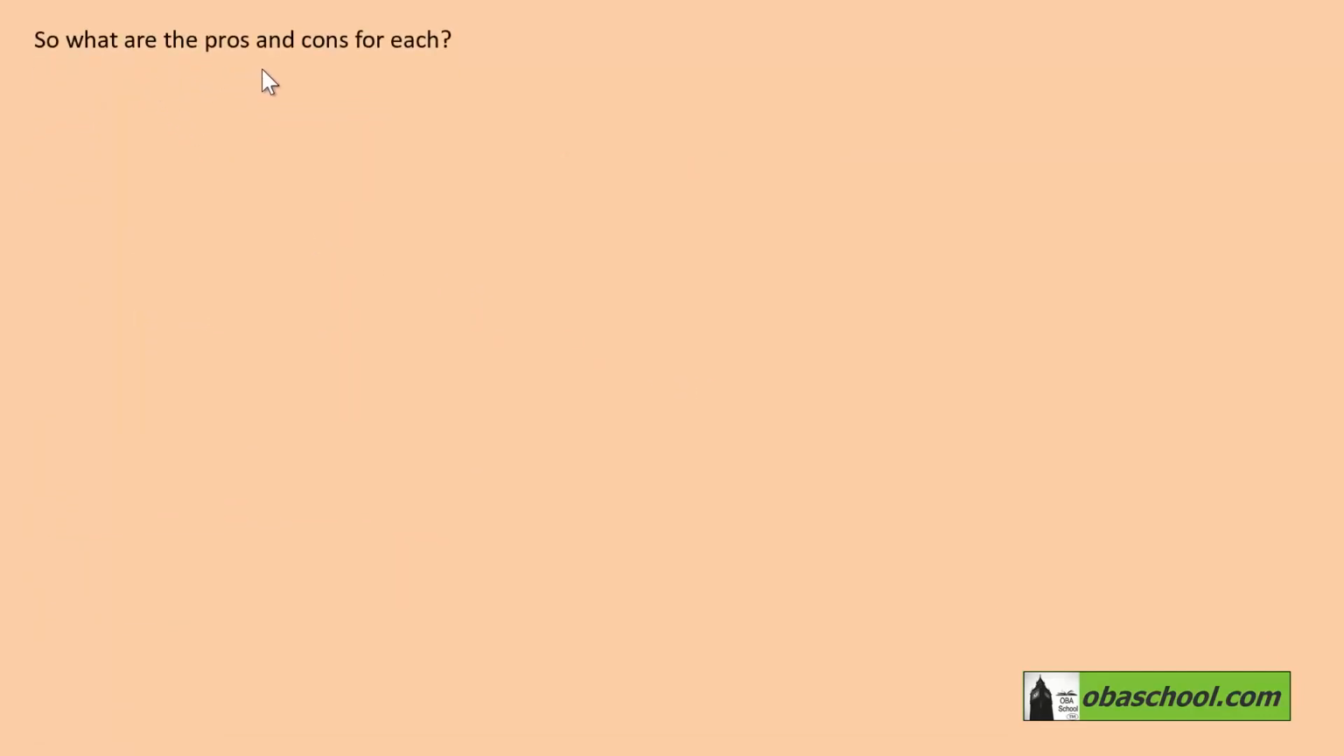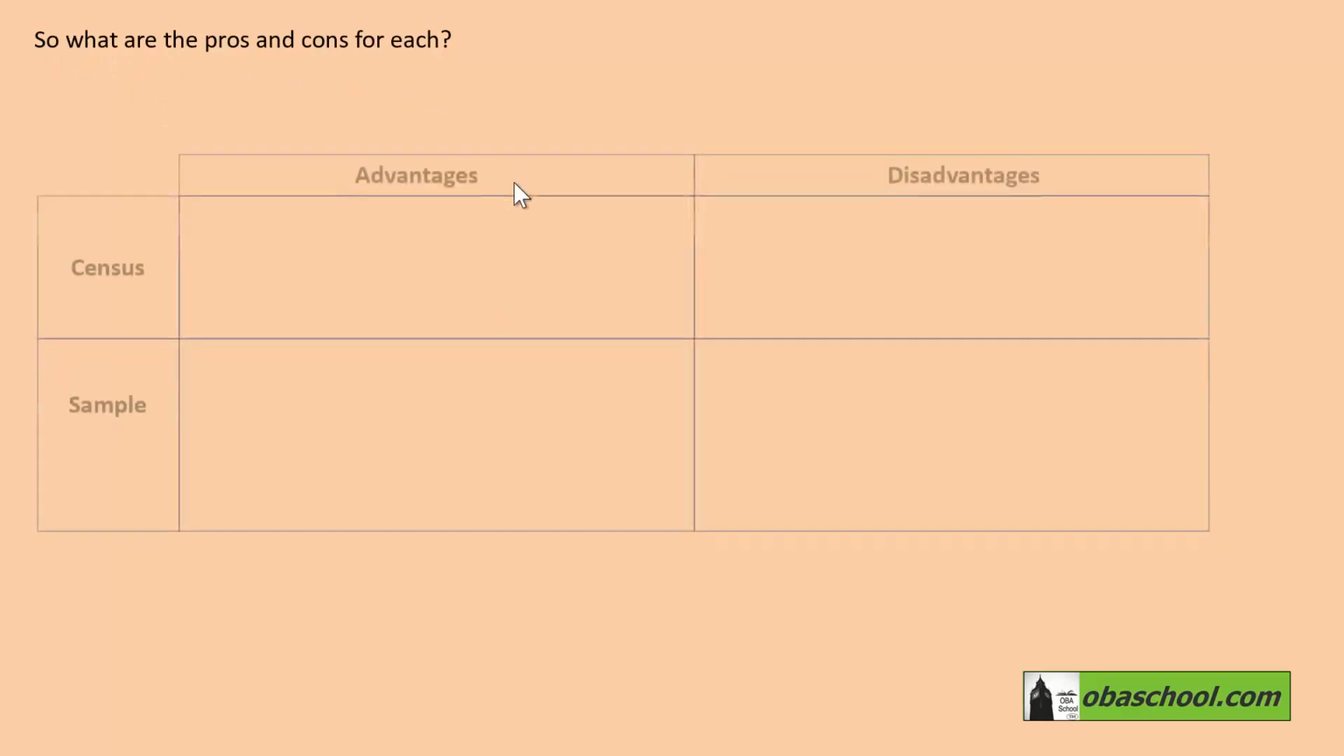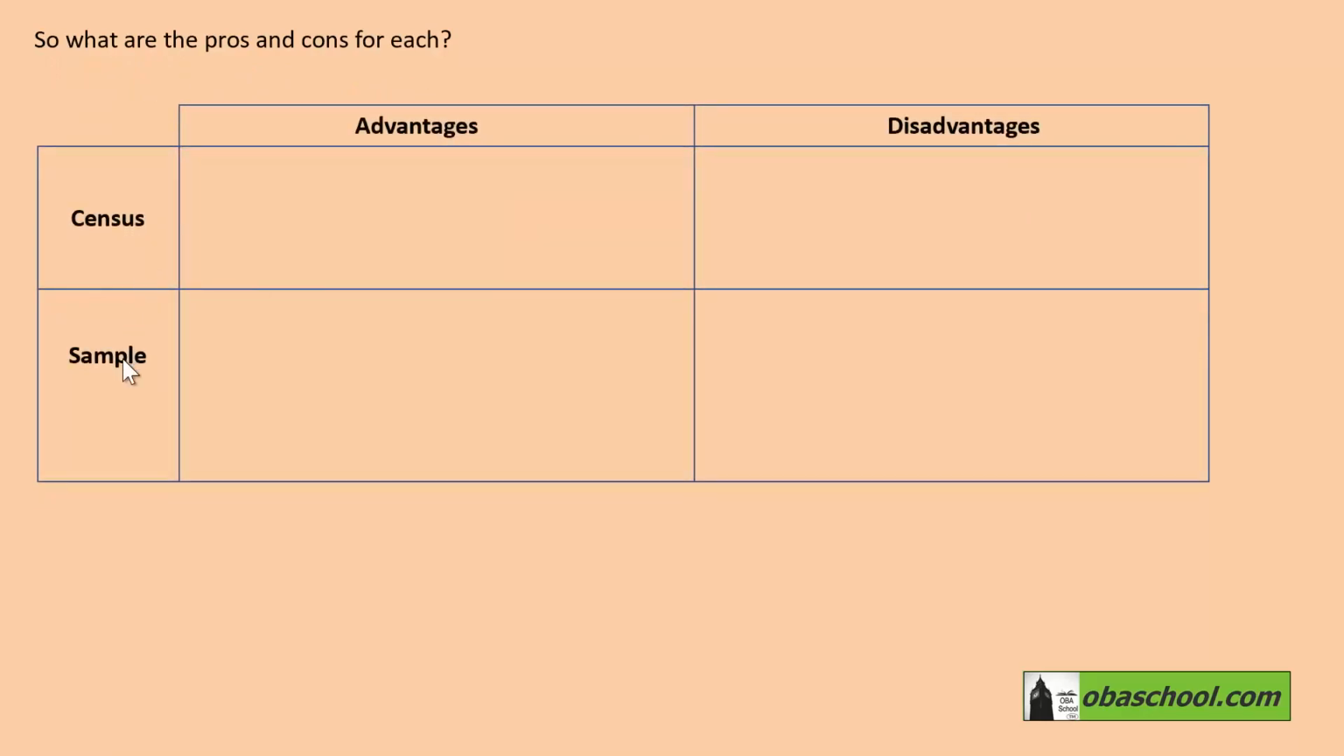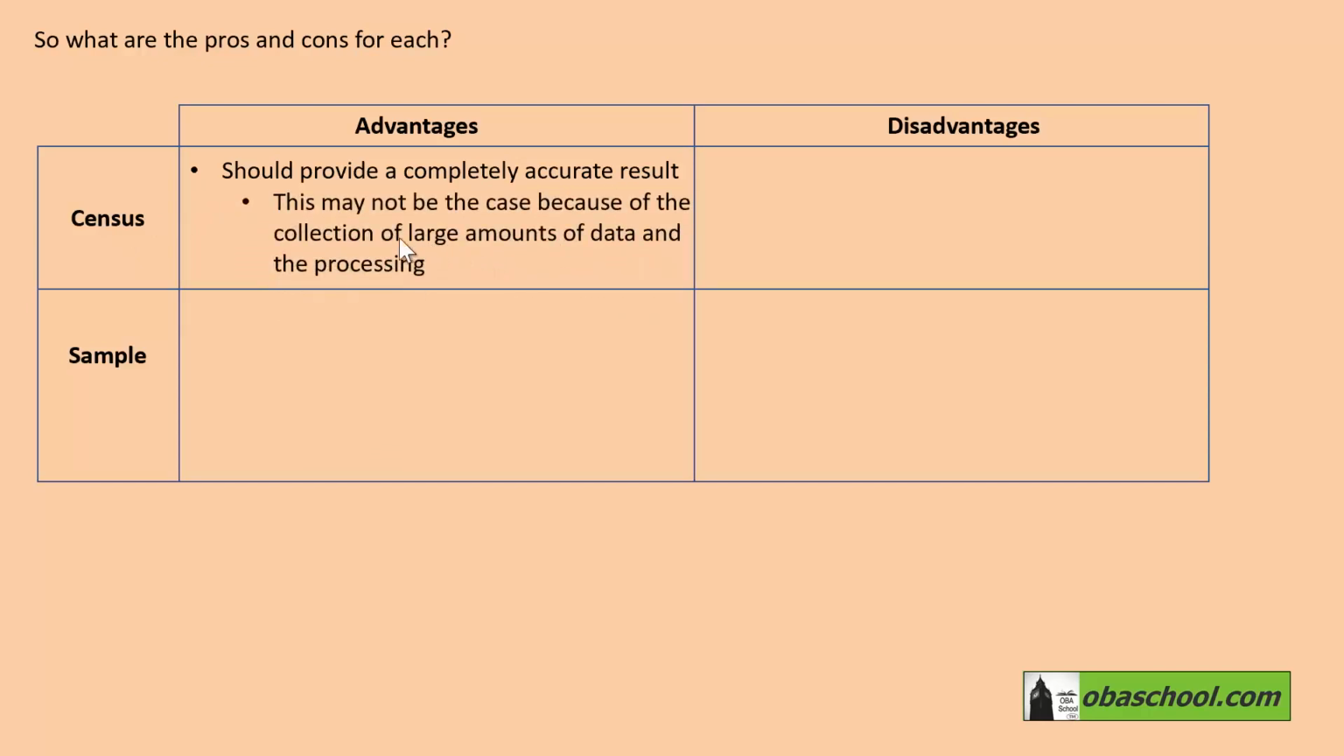So what are the pros and cons for each? Let's look at census and sample and some advantages and disadvantages. With a census, it should provide a completely accurate result. This does come with the caveat that the collection of large amounts of data and the time taken to process may mean that things have changed between the conducting of the survey and the production of the results of the survey.